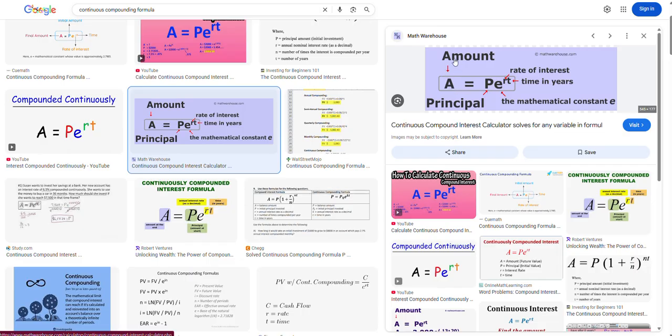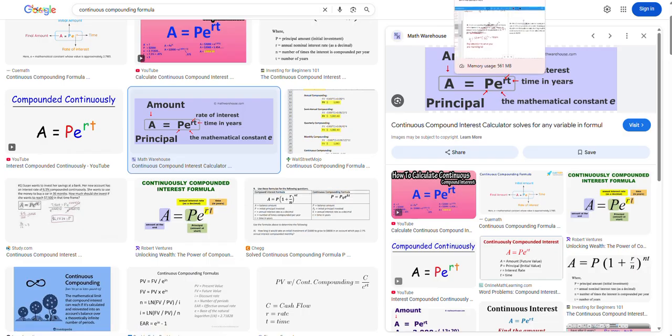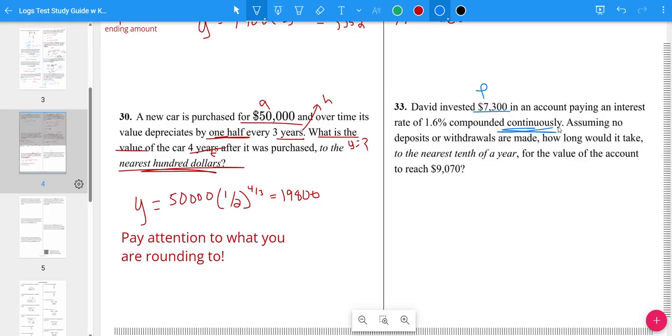So the ending amount is A. P is my principal. E is that mathematical constant, like second ln on my calculator, E. And then my rate is R, and T is time in years. So make sure we write this down. This is the PERT formula, continuously. If I see continuously, so I'm using this one because I'm compounding continuously, that means I've got to use the E equation, okay?